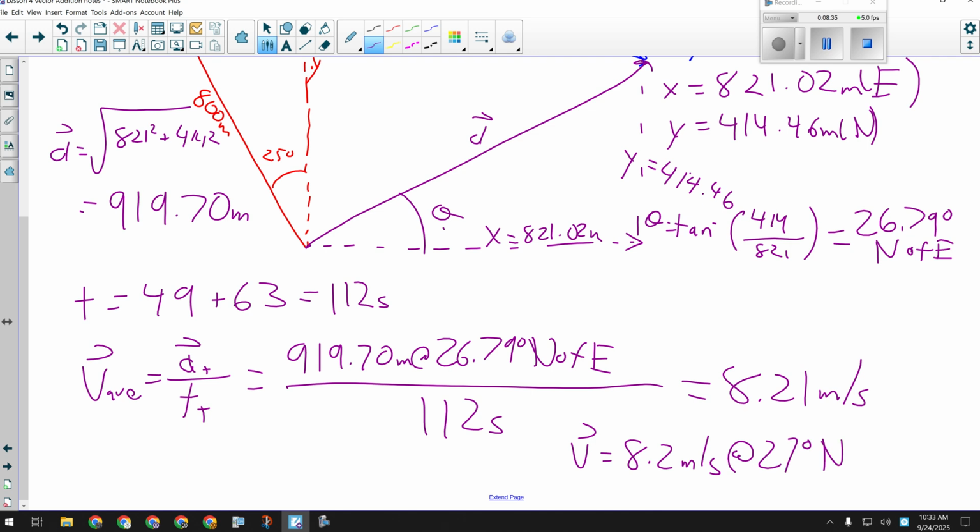degrees north of east, or 63 degrees east of north. I would accept either one of those.